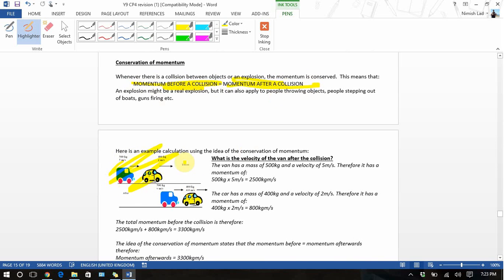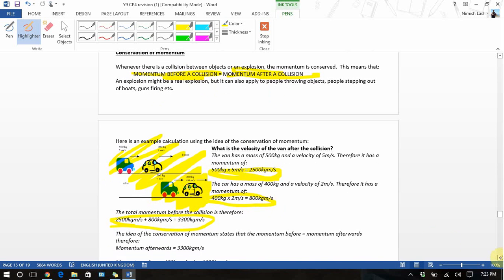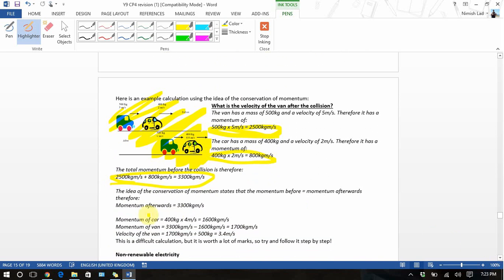We've got an example calculation here where we're calculating the momentum of the van and the momentum of the car, and therefore you can figure out the total momentum beforehand. So you can work this through in your booklet, or you can pause the video and watch it through. And then you know what the momentum is before, so the momentum afterwards is the same due to the conservation of momentum. So therefore the momentum of the car afterwards we know because we've got that 4 and that 400.